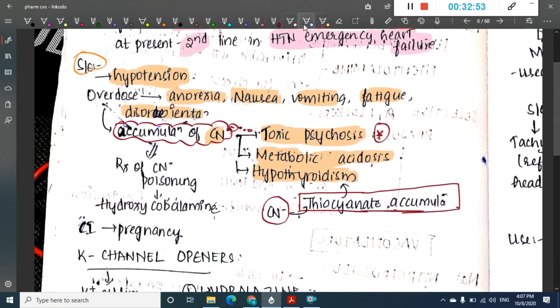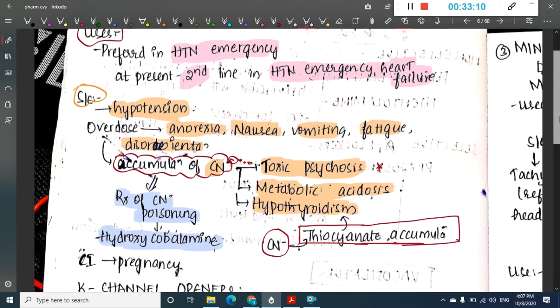Then how are you going to treat this cyanide poisoning? The treatment of this cyanide poisoning is with hydroxocobalamin. Hydroxocobalamin is the drug which is used for cyanide poisoning. What is it?